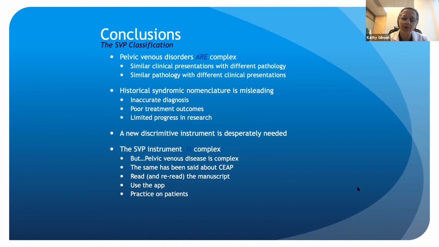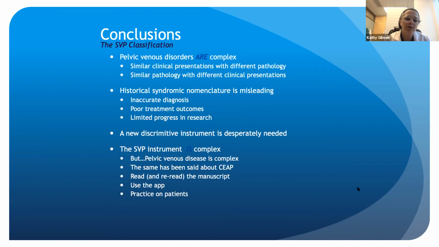This is really a field where we really need to know more. And these disorders are complex. You can have similar clinical presentations with different pathology, similar pathology with different clinical presentations, and patients that present with both obstruction and reflux. And we're trying to piece together, you'll have some talks about this later, what order we should be treating things in, or whether everything needs to be treated.